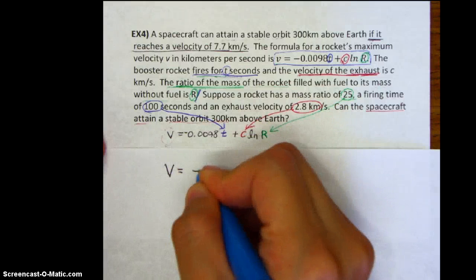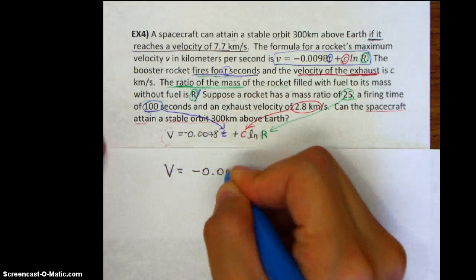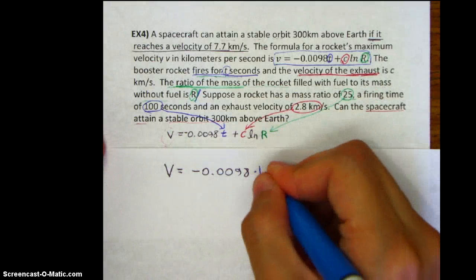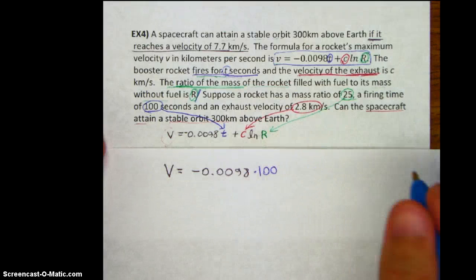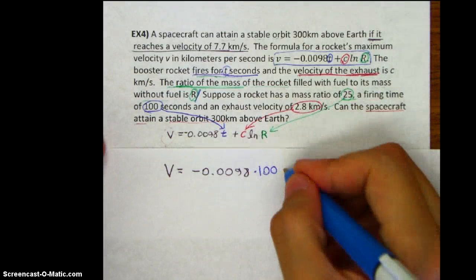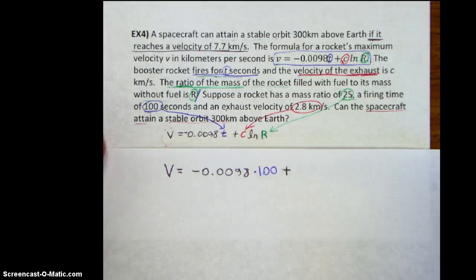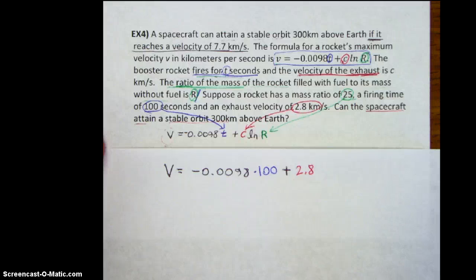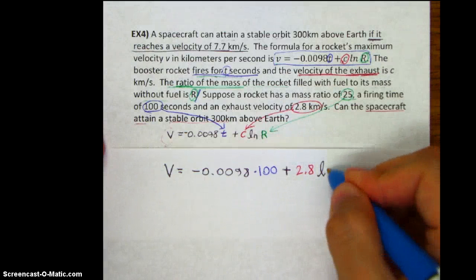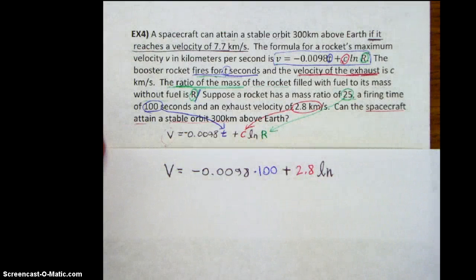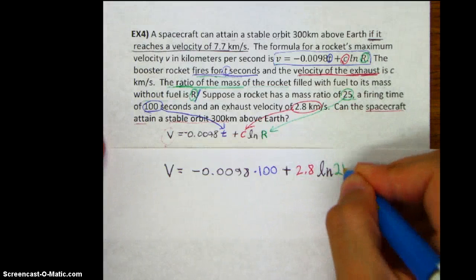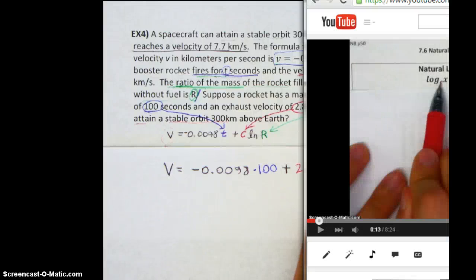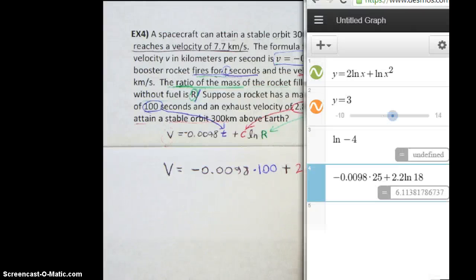V is equal to negative 0.0098 times t, which is 100. So we just multiply 100 by this number, plus c, which is 2.8, times ln r, where r is 25. For ln, we really need a calculator. So let me pull out the calculator.